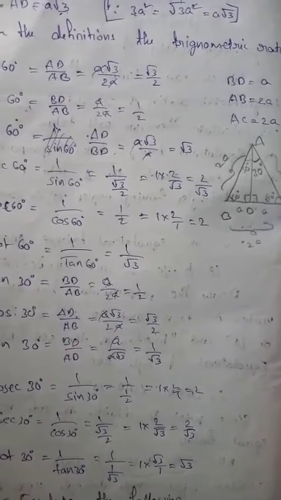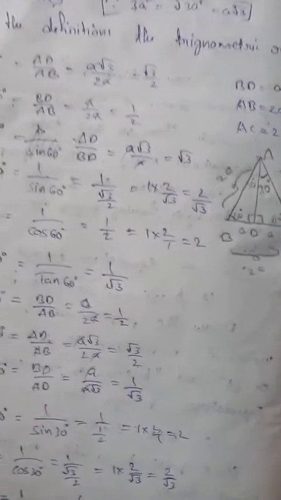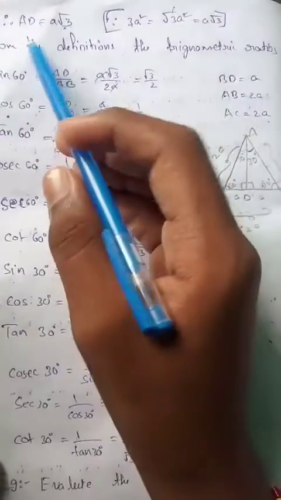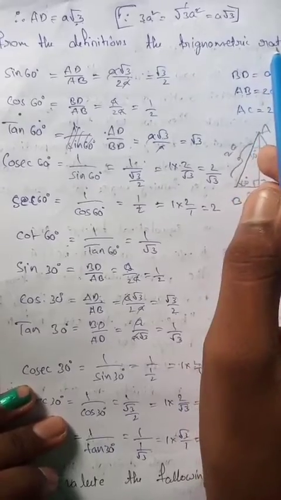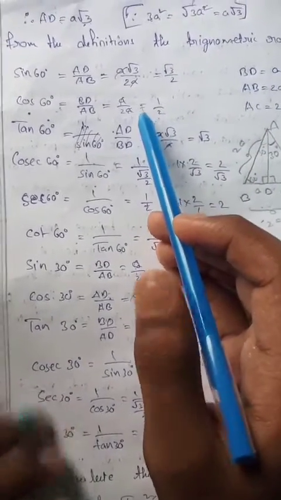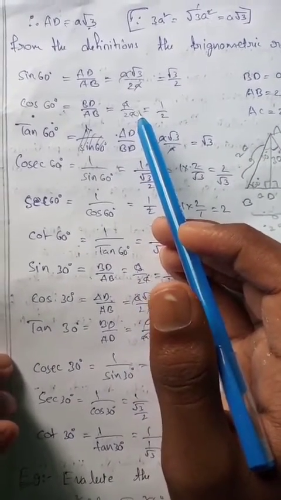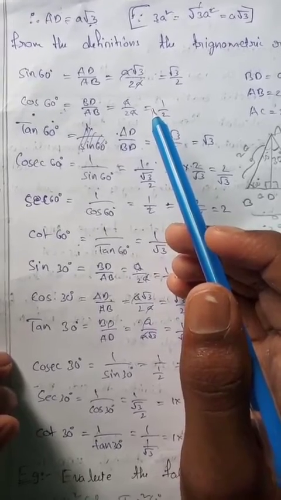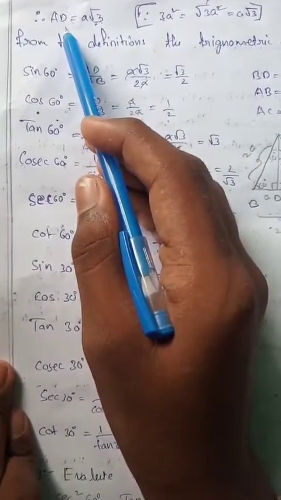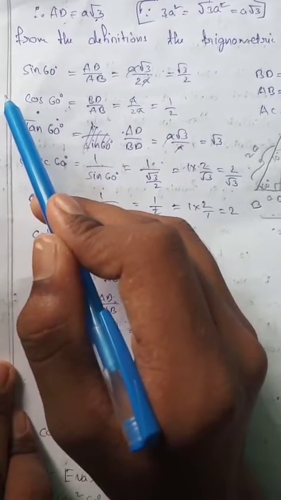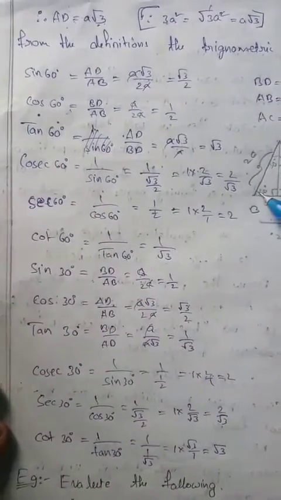Here is the triangle. In this way we got the AD value A root 3 from the definitions of the trigonometric ratios. In this way we found the trigonometric ratios. That means sin 60.